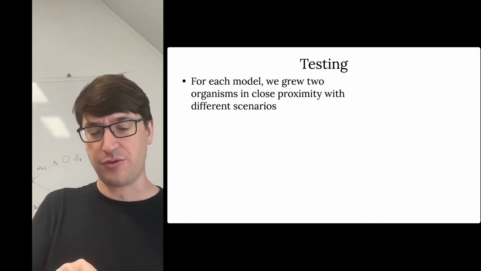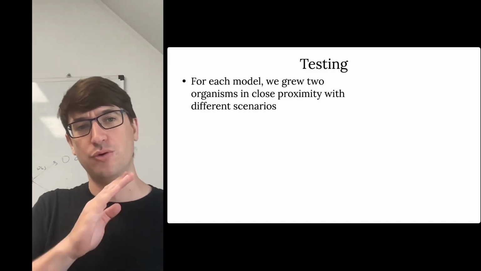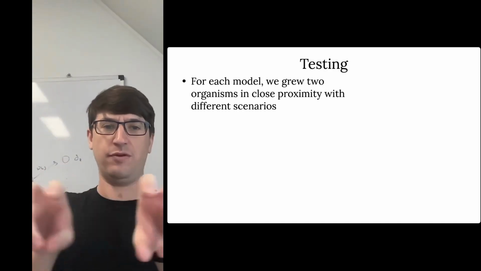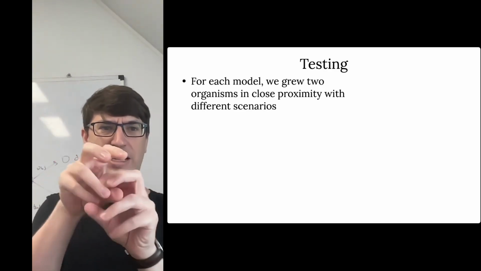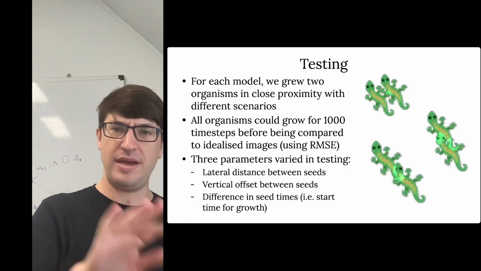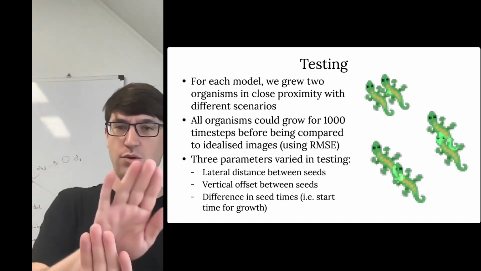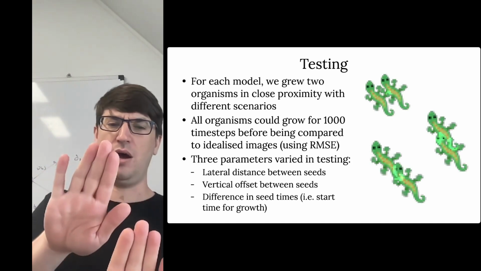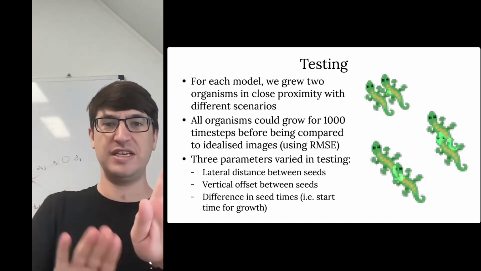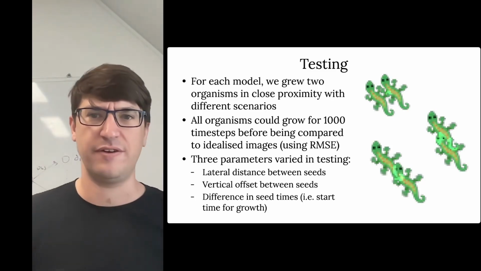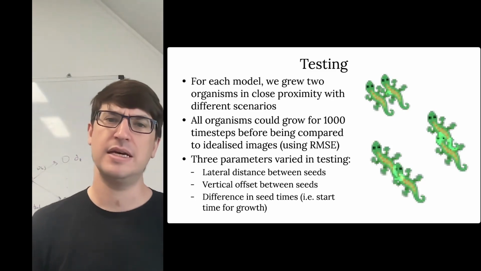So for each of these 3 models, A, B, and C, we grew 2 organisms in close proximity, and we varied different parameters so that they interact in different ways. You can see on the right here what I mean. The gecko emoji can be put in a variety of different positions because it's non-symmetrical. So we've had to move the seed cells around a little bit in order to get different interactions and different amounts of interactions in different places.